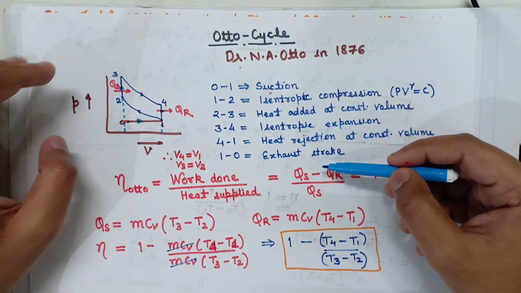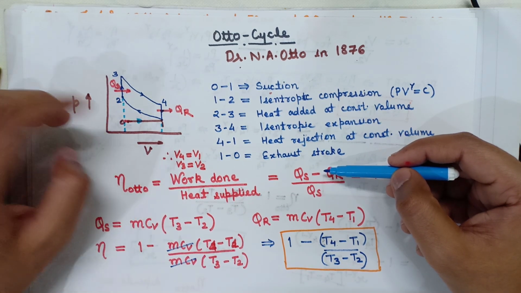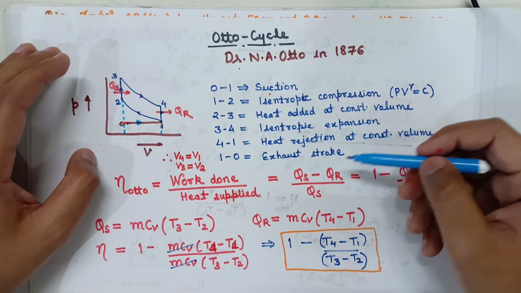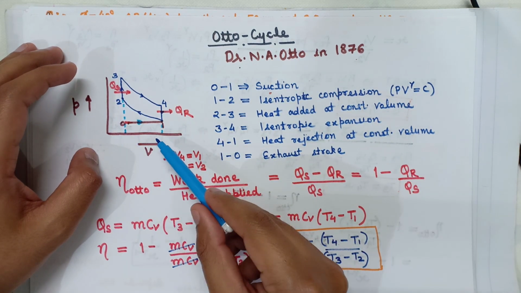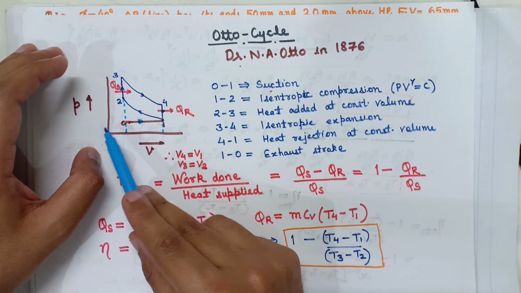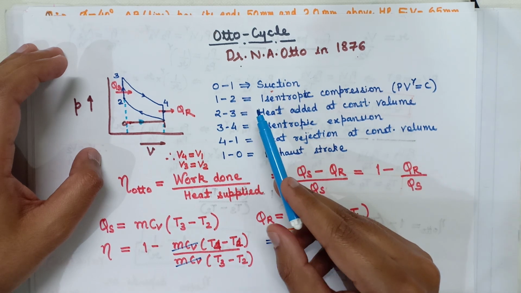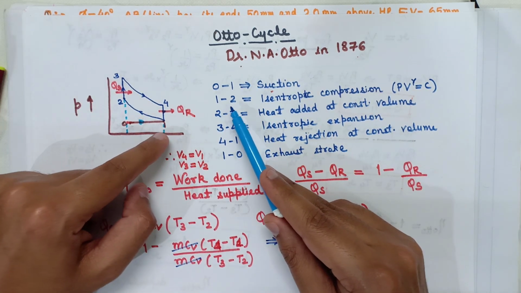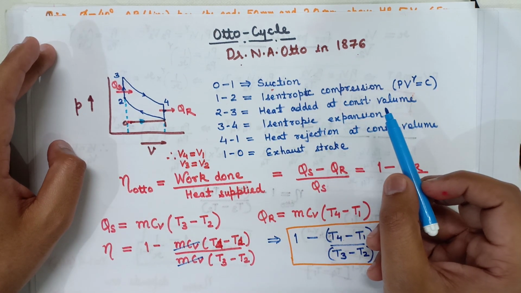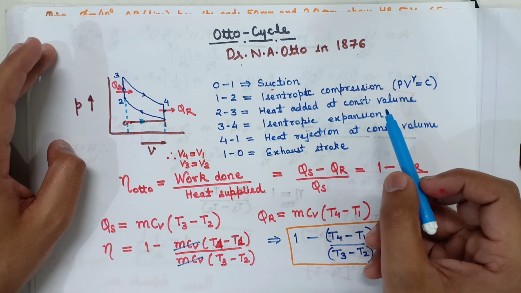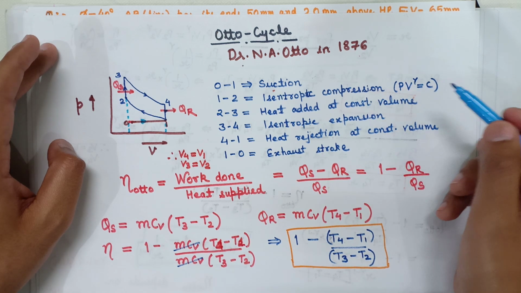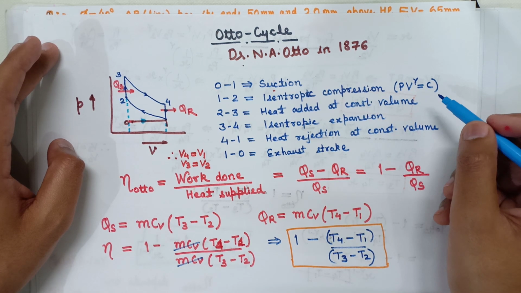In this diagram, first of all we will plot the PV diagram in which pressure is marked on the y-axis and volume is marked on the x-axis. Here the 0 to 1 line shows the suction stroke, in which volume increases and it is at constant pressure. Our next stroke starts with point 1 and ends at point 2, which is isentropic compression, or we can also call it adiabatic compression, which is denoted by PV to the power gamma equal to constant, which we have already discussed in thermodynamic processes.